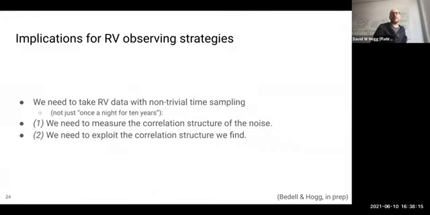So, implications for RV observing strategies. This slide is for Sam and Didier and Annalise. We need to take RV data in such a way that we can exploit the noise structure. And that means we can't just observe every star every night. We have to make non-trivial observing footprints so we learn the correlation structure of the noise, and then we have to adapt our observing strategies to exploit the correlation structures we find. And we will find more planets. I guarantee it. I literally guarantee it.